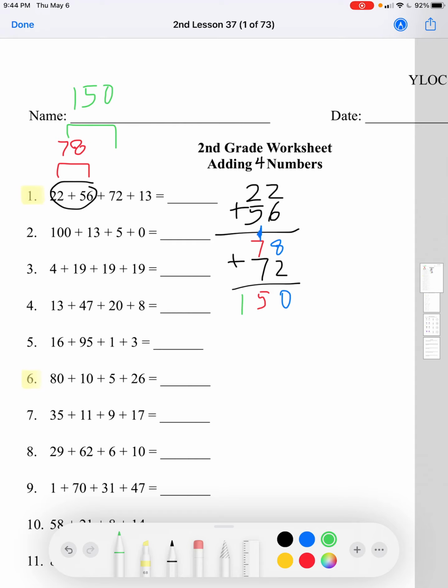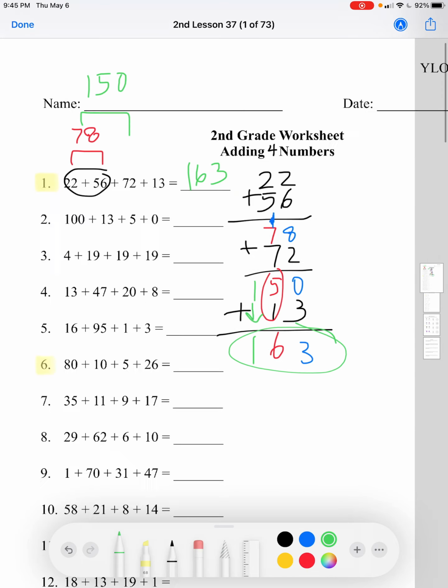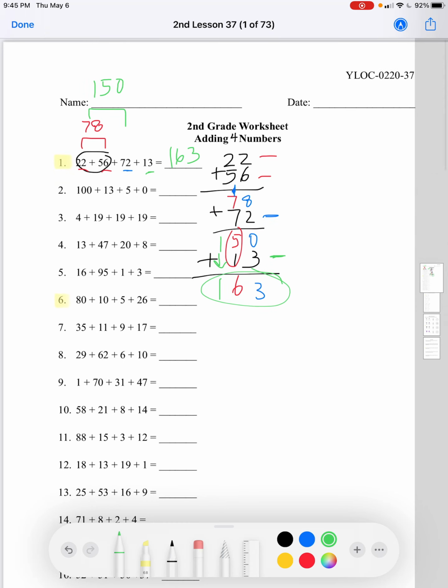Then we'll add 13. 0 plus 3 equals 3. 5 plus 1 here equals 6. Bring down the 1 because there's nothing under it. And the total is 163. And as you can see, we added up all of the numbers. We have 22 and 56, 72 right here, and then we added 13 right here. So we added all of the numbers in this and we get 163.